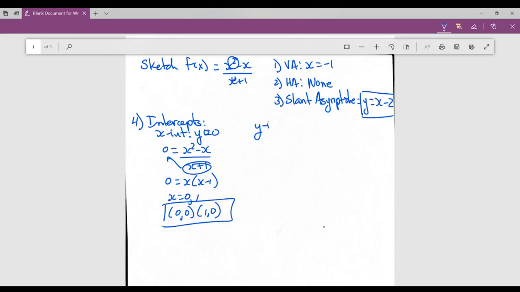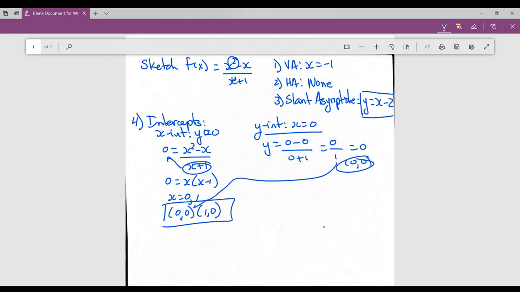The y-intercept is when x is equal to 0. So if we put x = 0, we get 0, which means we have a y-intercept of (0, 0), which you could have realized from that point right there, but that's okay. Good practice to do it anyway.